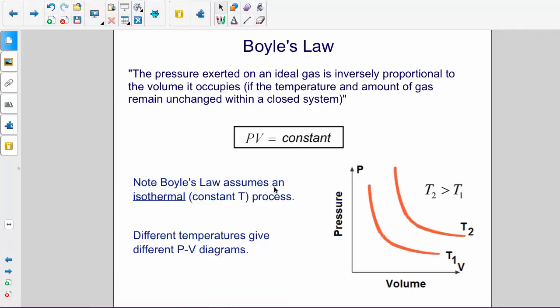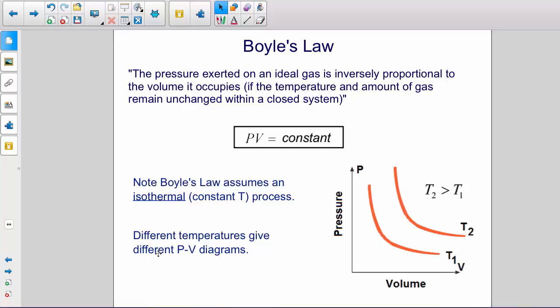So just to repeat, Boyle's law states the pressure exerted on an ideal gas is inversely proportional to the volume it occupies if the temperature and the amount of gas remain unchanged within the closed system. That is, pressure times volume is always constant. But note that this law assumes a constant temperature. We call that an isothermal process, and we'll talk about that more shortly.